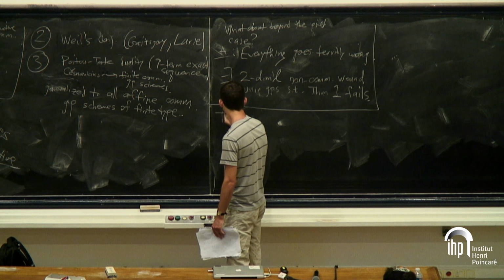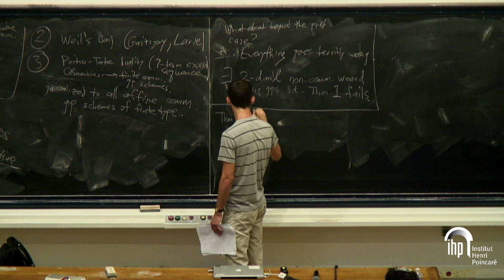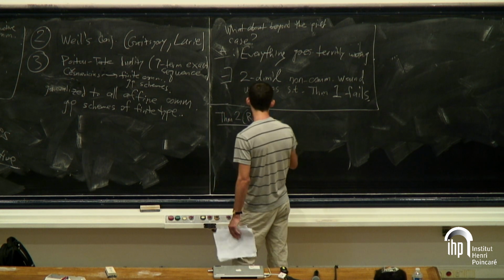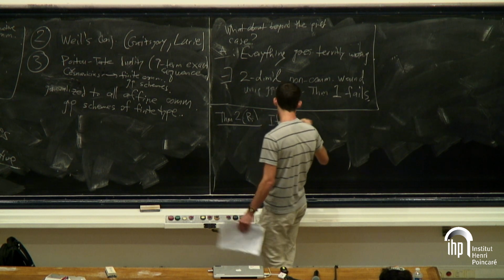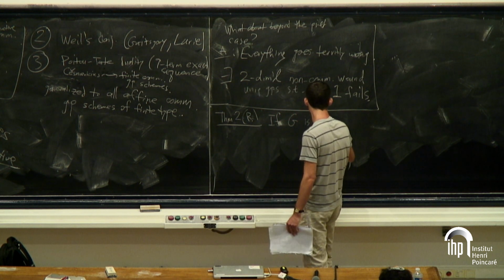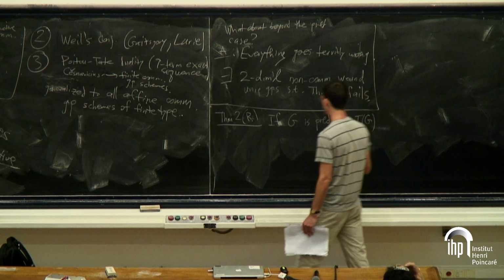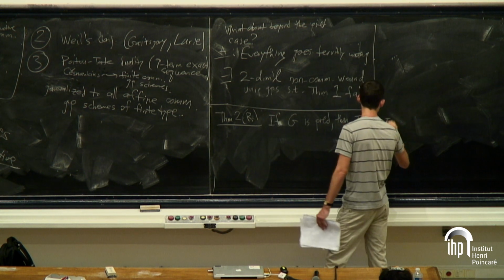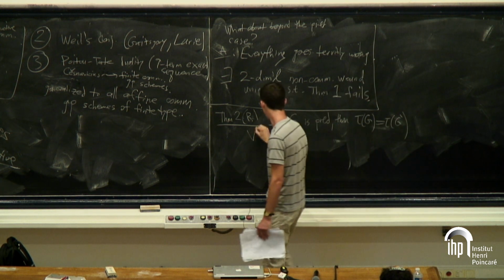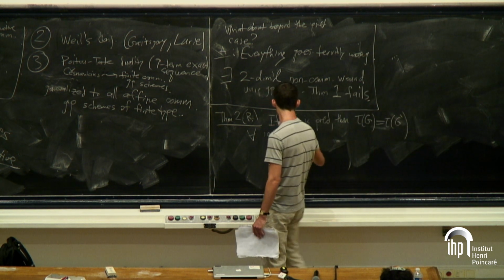And so the second result is: if G is pseudo-reductive, or of course if G is commutative it's trivial, but if G is pseudo-reductive, then the Tamagawa number of G equals the Tamagawa number of G prime for any inner twist G prime of G.